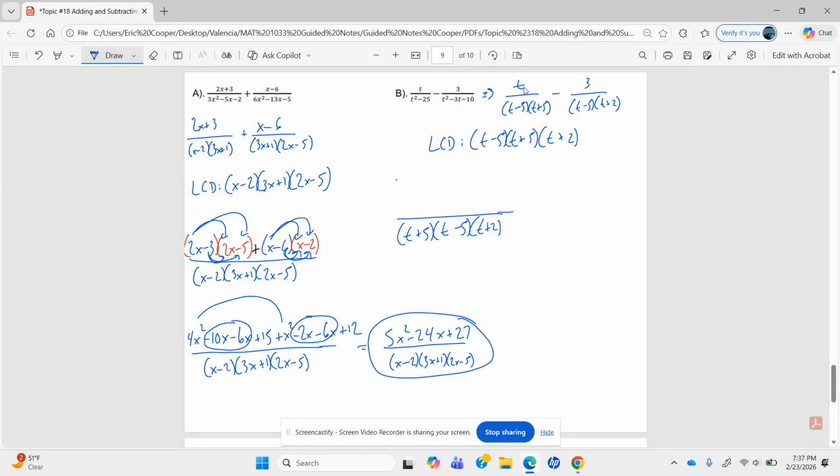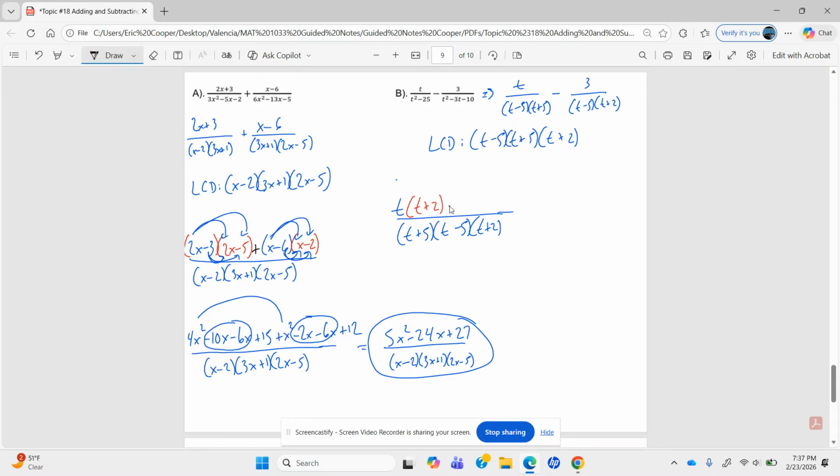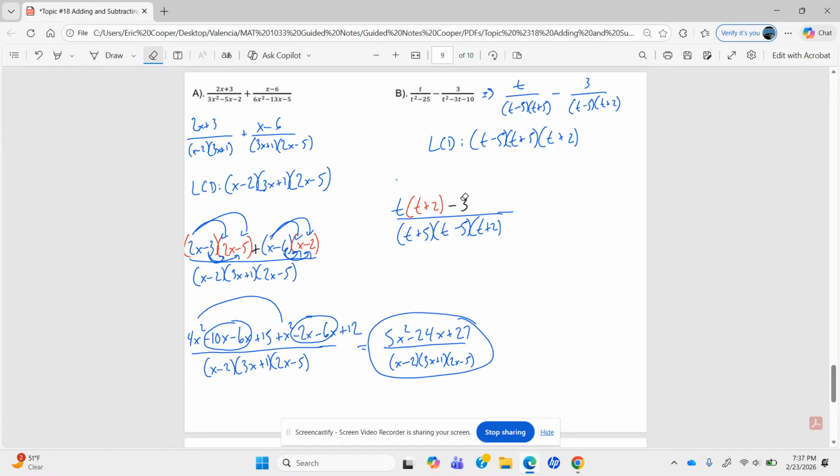Let's go back and adjust the top. So I already had a t up here, and now I'm looking for what this first fraction has in the LCD that it doesn't have here. So we see it has the minus 5 and the plus 5. It does not have the t plus 2. So that needs to be here in that fraction. A minus 3 is already here at the top, and we'll do that in blue because we already had that value. But we're going to treat it as a negative 3 because of the minus sign.